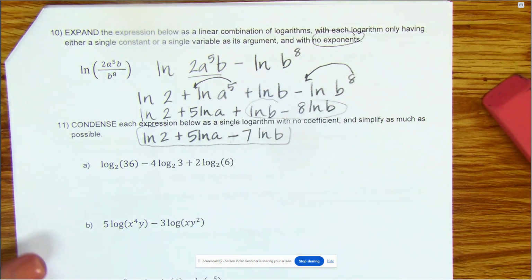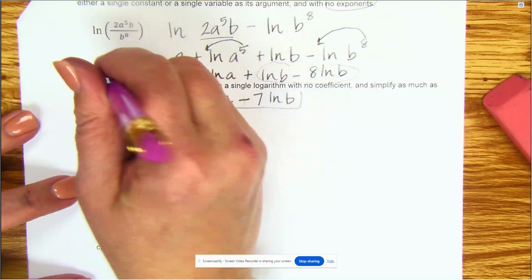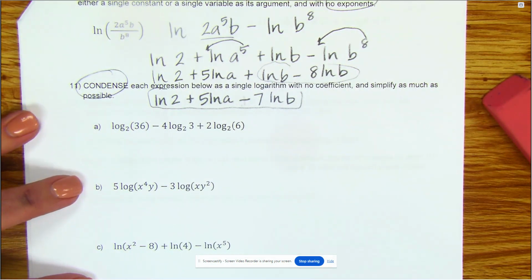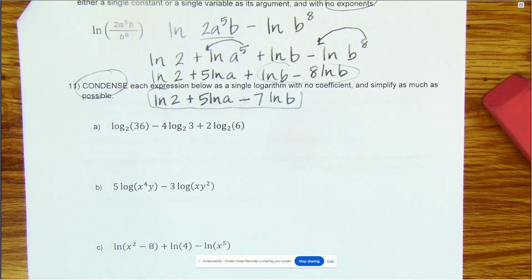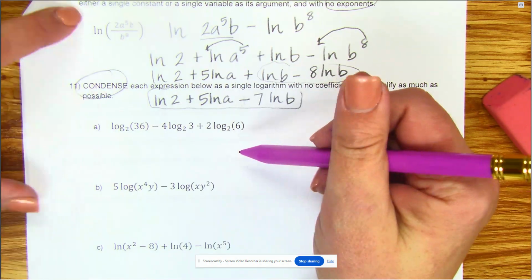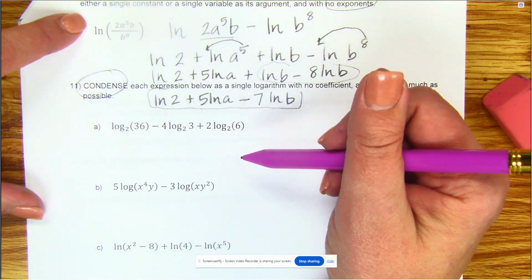Okay, now we're reversing. Now we're condensing. Okay, so now we're going to take this and make it look like this, a single log expression.